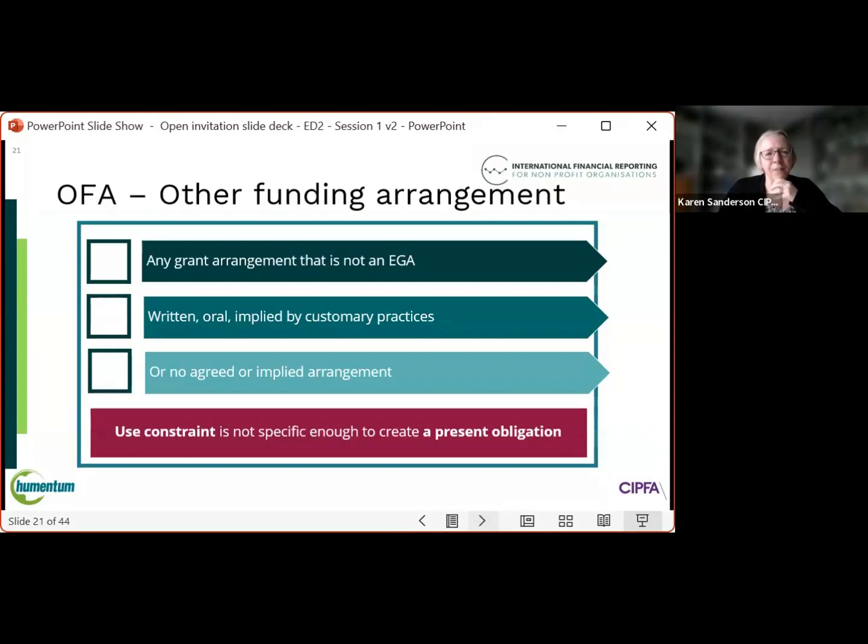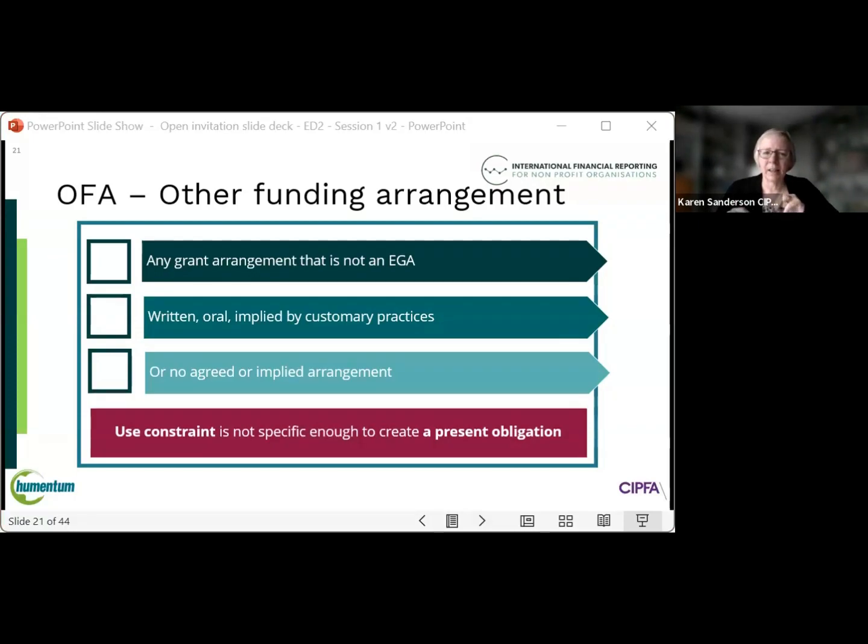Finally, to the other funding arrangement, this is basically everything else. So it's all things that are not an enforceable grant obligation arrangement. As set out in the guidance, it can be written, it can be oral, it can be implied, or there may be no arrangement at all for funding that is of these types.